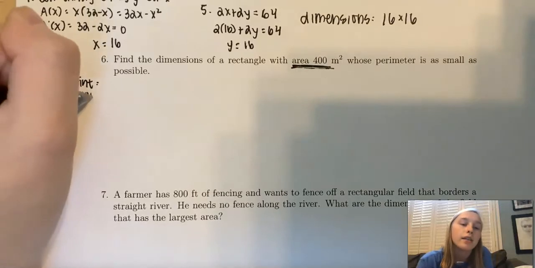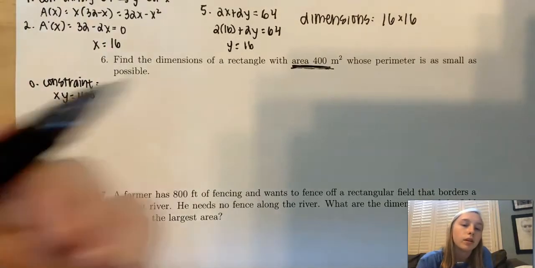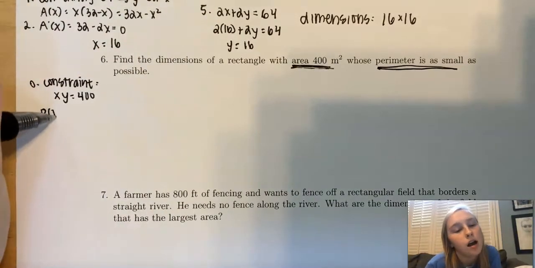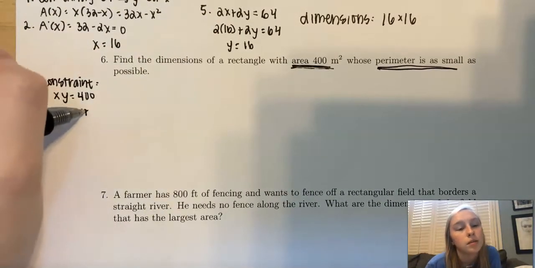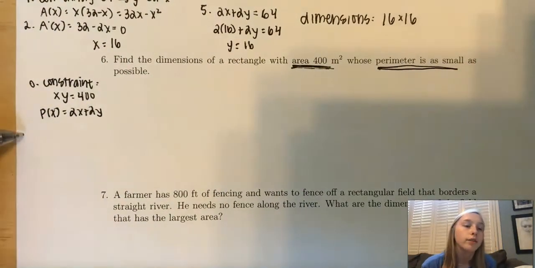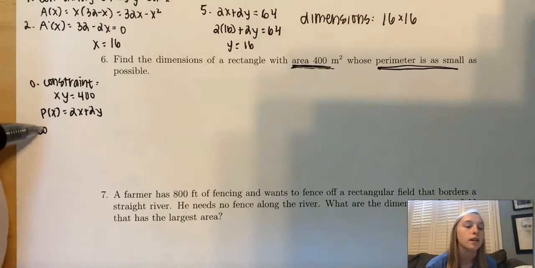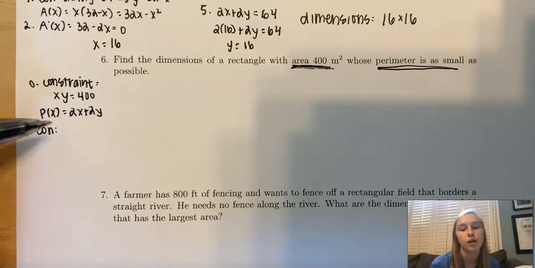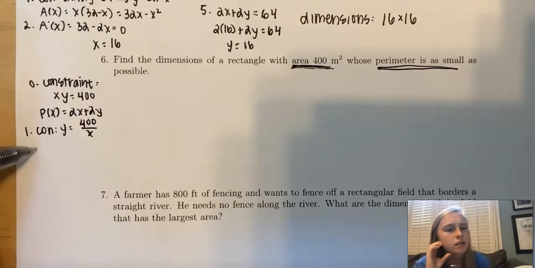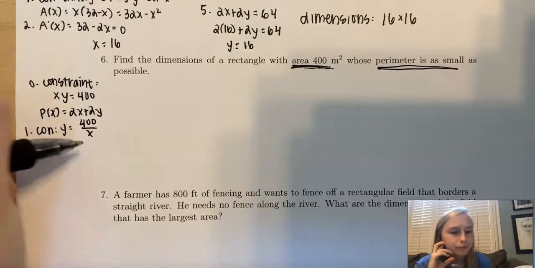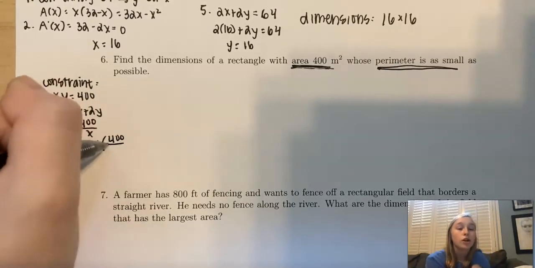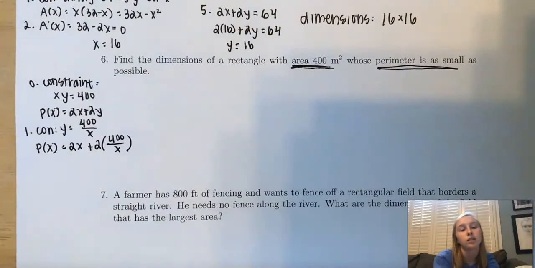And then the perimeter, which I call p of x, is once again 2x plus 2y. So hopefully you guys know by now you have to isolate one of the variables to make sure that p of x only has one variable. I always isolate y. You get 400 over x. It looks familiar. 2x plus 2 times 400 over x is what p of x turns out to be.